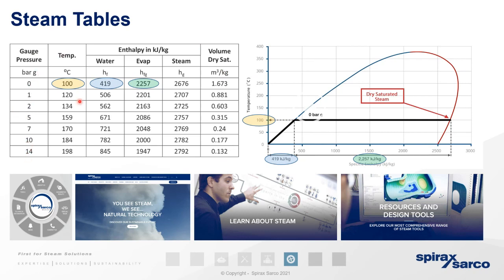As you increase in pressure, your temperature will increase, your enthalpy of water will increase, and your enthalpy of evaporation will decrease, but your total energy will also increase. And because steam is compressible, you can see that as the pressure increases, we will have a more compressed volume. At atmospheric pressure, 0 bar, it's 1.673 meters cubed, and at 10 bar, it's sitting at 0.177. So all these factors have to be taken into consideration when we are designing a steam system.